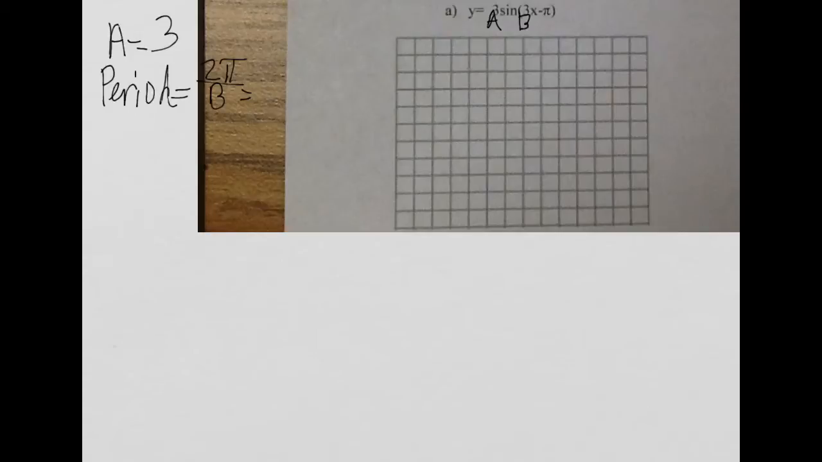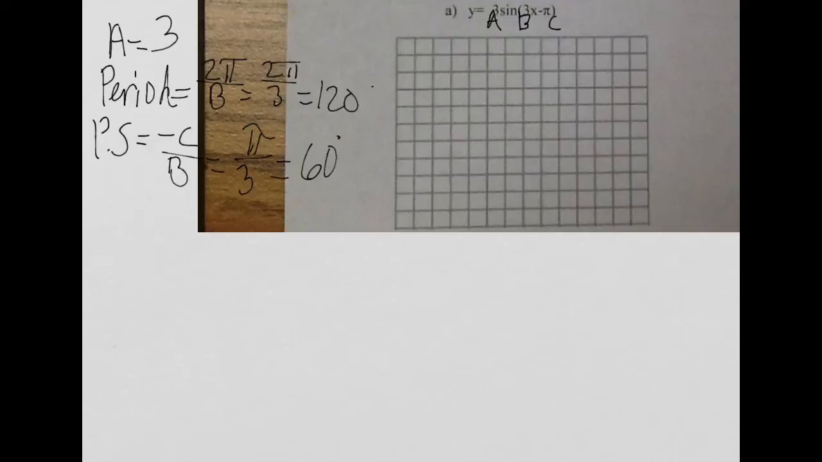So 360 divided by 3, that's 120 degrees. Then our phase shift is our c value, negating it, dividing it by the b number. So that's going to make it a positive pi over 3. So our phase shift is starting at 60 degrees.